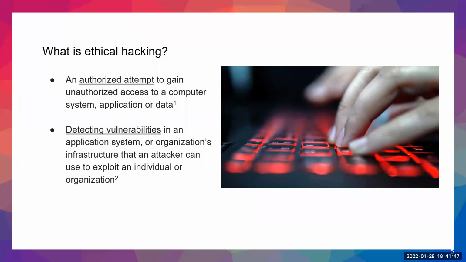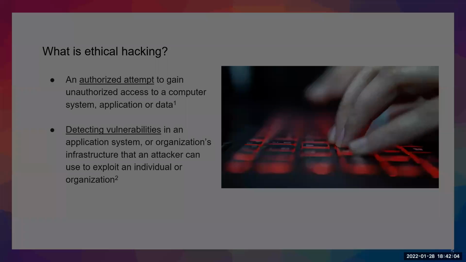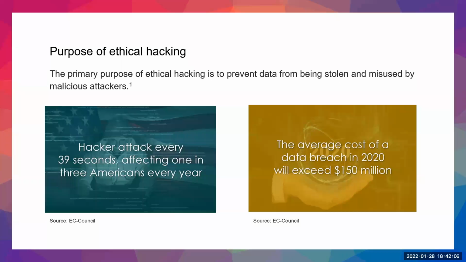So what is ethical hacking? Ethical hacking is an authorized attempt to gain unauthorized access to a computer system, application, or data. It is detecting vulnerabilities in an application system or organization's infrastructure that an attacker can use to exploit an individual or an organization. The purpose of ethical hacking is to prevent data from getting stolen and misused by malicious attackers.